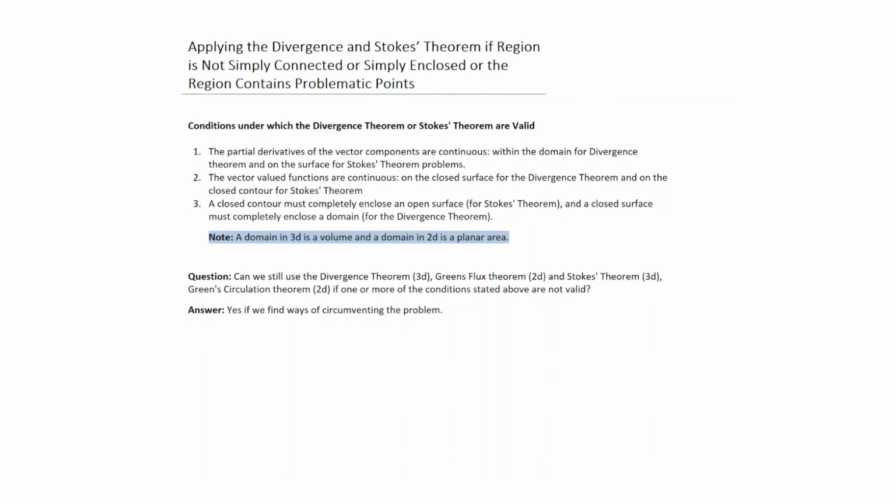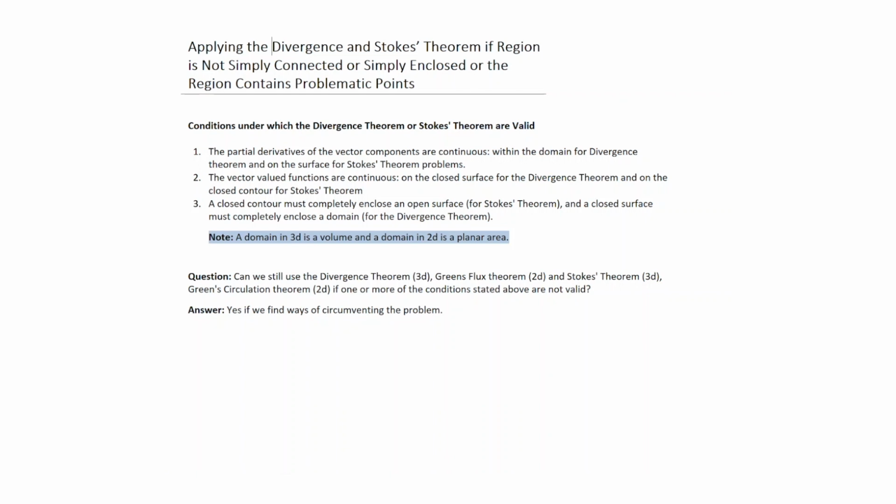basically made some assumptions regarding the nature of the fields and the surfaces or regions or contours that we're dealing with. And so I've just basically written down the various cases that we'd be interested in making sure are in fact valid. So first of all, the partial derivatives of the vector components are continuous within the domain for a divergence theorem and on the surface for Stokes theorem's problems. Surface, of course, doesn't have to be flat, it can be curved.